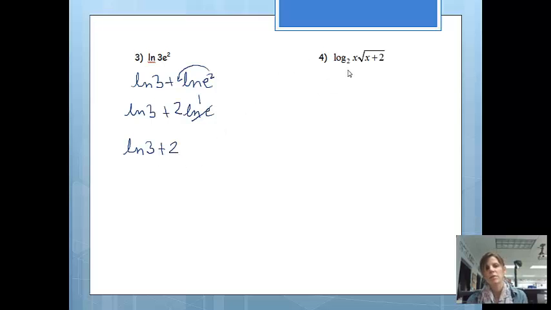Right, example 4. The first thing that I would like to do on this one again is we don't like to work with square roots, just like we didn't like to work with them before, so I'm going to write it as a power. So I'm going to have log base 2 x times x plus 2 to the 1/2 power.